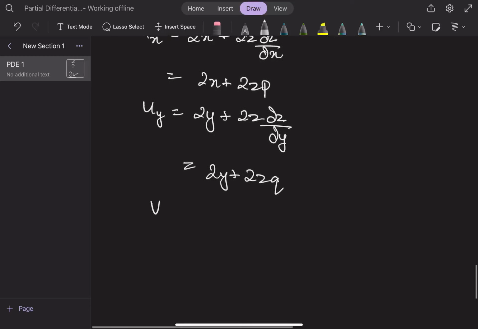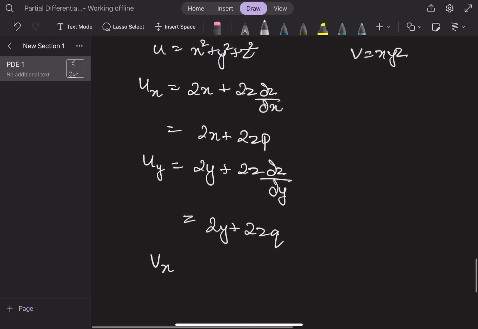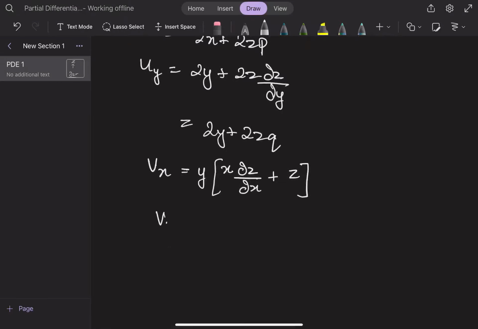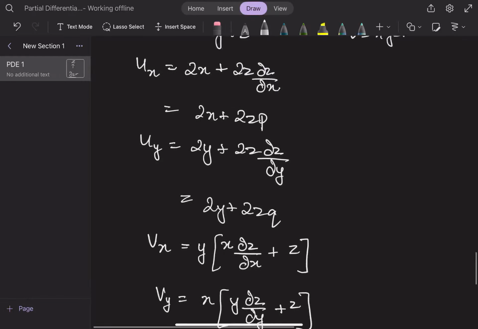Let's find vx. Here we'll have to apply the product rule because x and z are both variables. So let's take y common as it is a constant. So leave x, differentiate z, plus leave z and differentiate x, which is 1. Vy would be, here I'll have to take x as constant, y del z by del y plus z. So now you have your 4 terms.